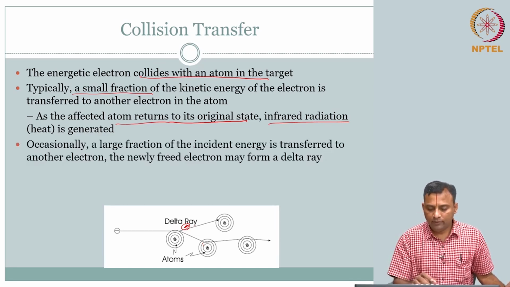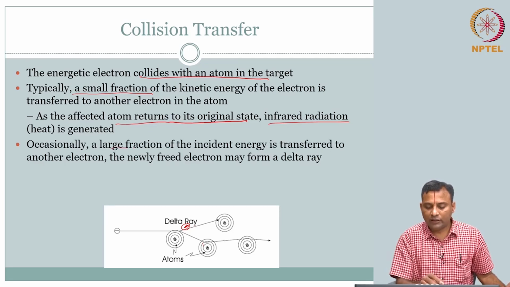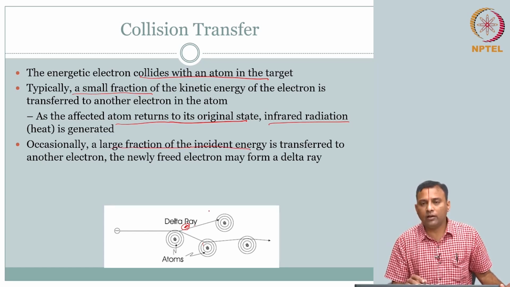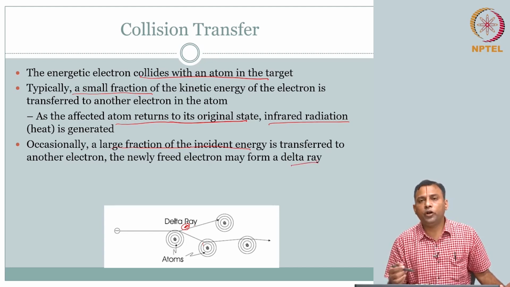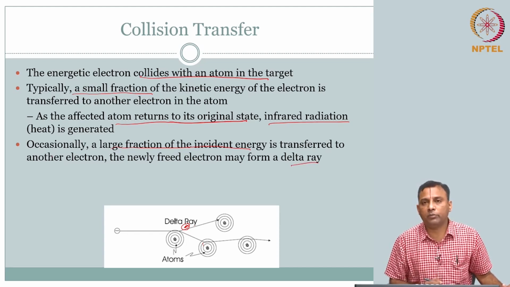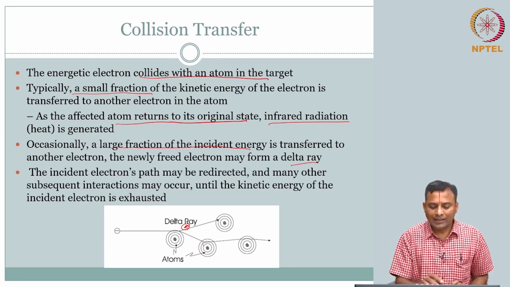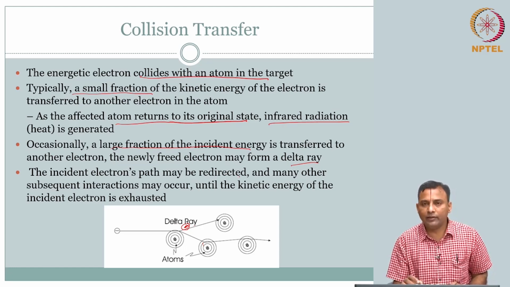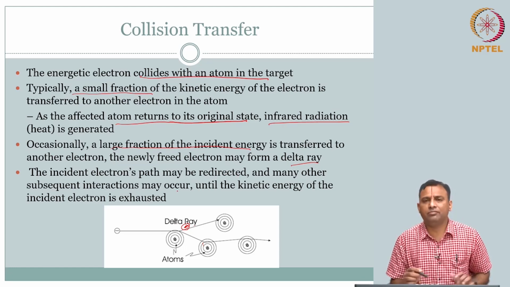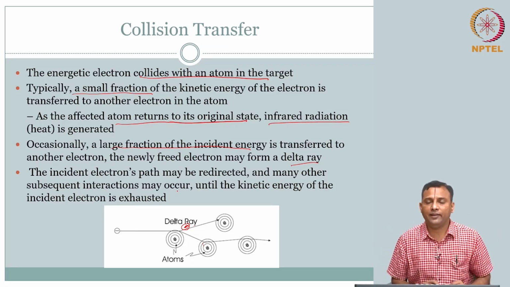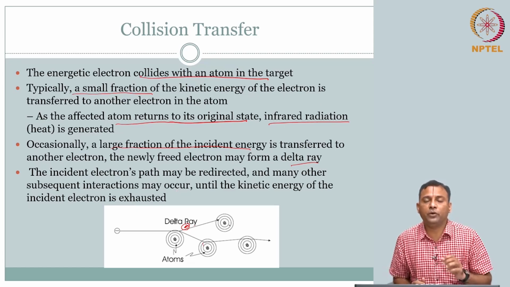Occasionally, like I said, you could have enough energy, a large fraction of the incident energy, transferred to another electron and that is freed, and now you can pretend that this delta ray is going to behave like all the processes we talked about. It is going to do collisional and radiative interactions further down. Clear? The incident electron's path may be redirected, with subsequent interactions. So, it is kind of uncontrolled. You go in, there are a lot of atoms, and this is going to happen and continue.